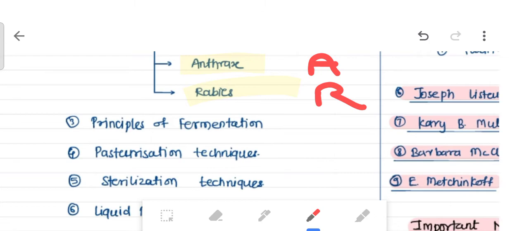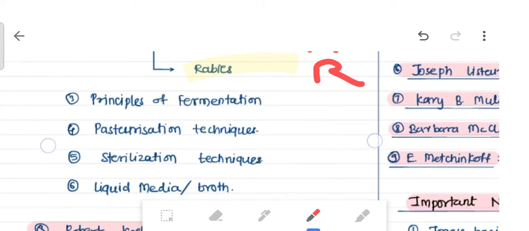Like a lactose fermenter on MacConkey agar converts into a pink color, and a non-lactose fermenter gives a pale color. Same as that, maltose is used for the differentiation of meningococci and gonococci. A maltose fermenter is meningococci, M for maltose, and the non-maltose fermenter is gonococci.